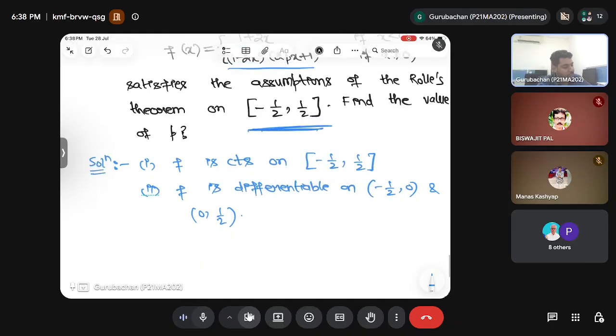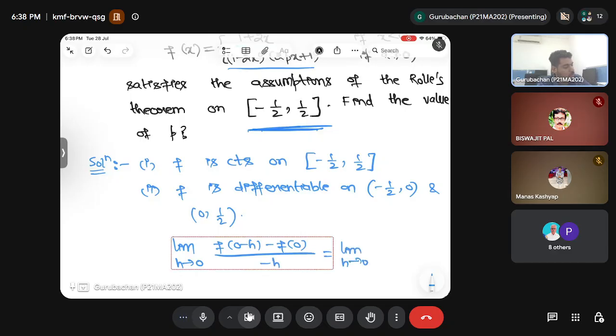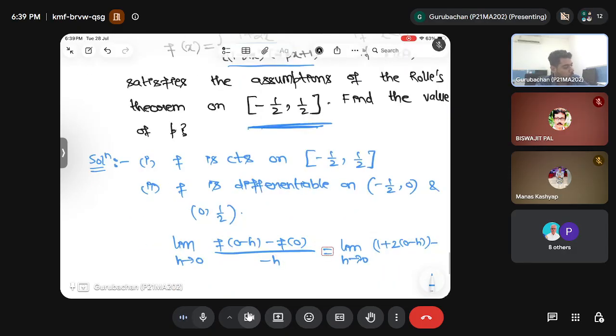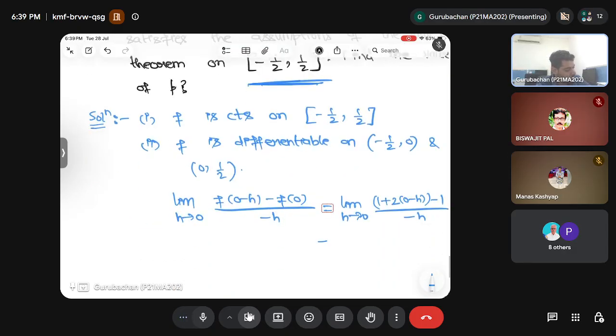Now what is happening at 0? Left hand derivative: limit h tends to 0, f of 0 minus h minus f of 0, divided by minus h. So this will be limit h tends to 0. 1 plus 2x is our function, so 1 plus 2 into 0 minus h, minus f of 0 which is 1, divided by minus h. So this will be limit.